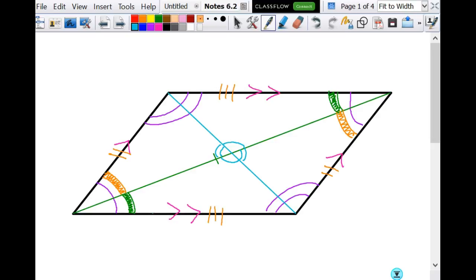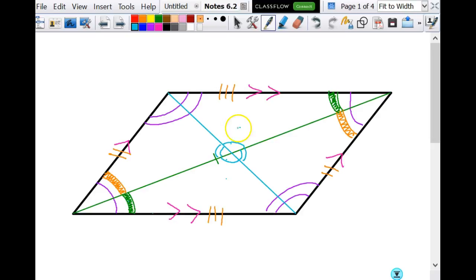Does that give me any other congruent triangles? Like, could I say that these 2 triangles here are congruent? Yeah, angle, angle, side still, right? Blue, green, orange, blue, green, orange, right? And then the same, so these 2 triangles here are congruent, and these 2 triangles here are congruent.